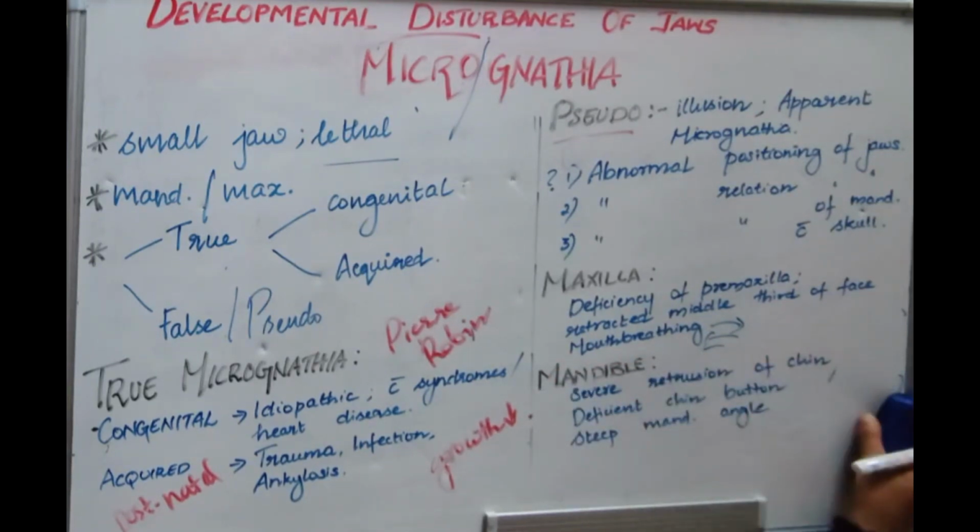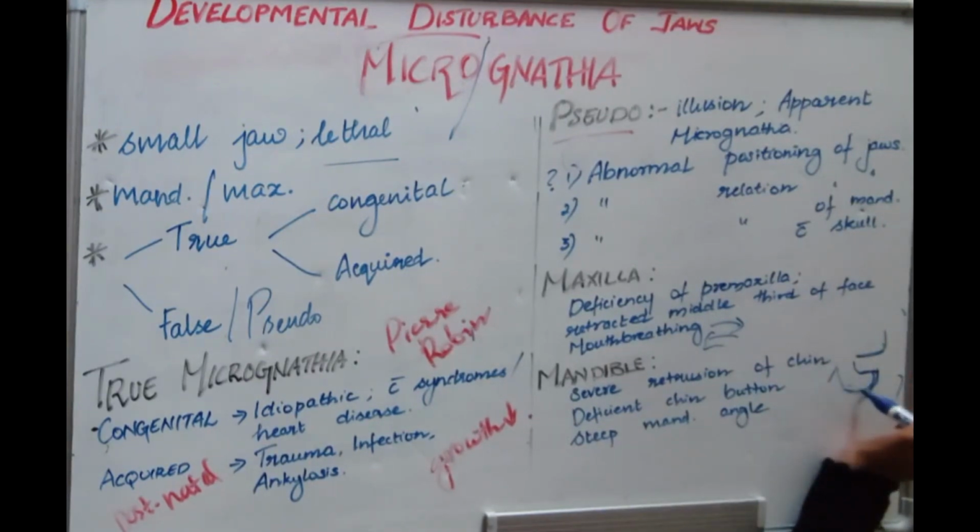Next, the mandible. This is your maxilla and this is your mandible. When the mandible is retruded, your chin area will be retruded. So your lower third of the face, the chin area, will be completely retruded. There will be severe retrusion, a deficient chin button, and also a steep mandibular angle.